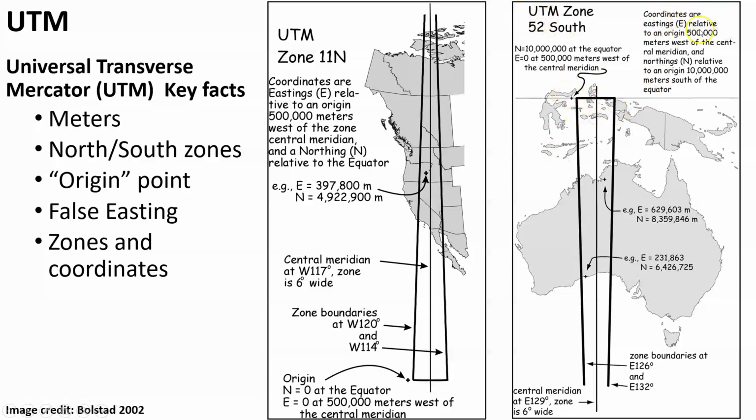Coordinates are also, again, eastings relative to an origin, except that the central meridian and the northings are relative to an origin 10,000 meters south of the equator as well. So this is a bit different compared to the UTM zones for the north and for the south.